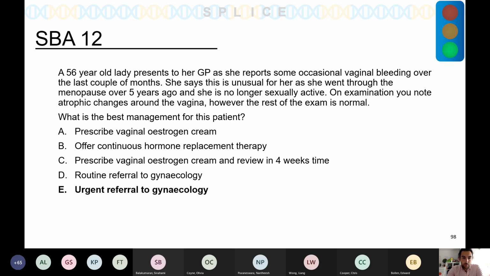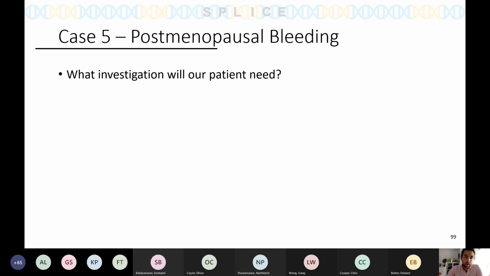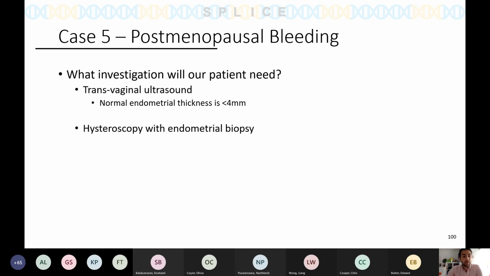NICE guidance says anyone over 55, recommend urgent referral. Over 55 presenting with postmenopausal bleeding, basically. So you definitely need to know that. So we've spoken about this already. Transvaginal ultrasound, you want to see a normal endometrial thickness, so less than 4 millimeters, and you can do a hysteroscopy with endometrial biopsy.